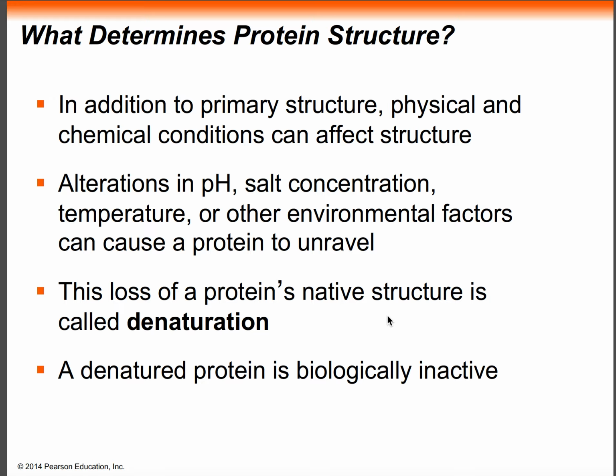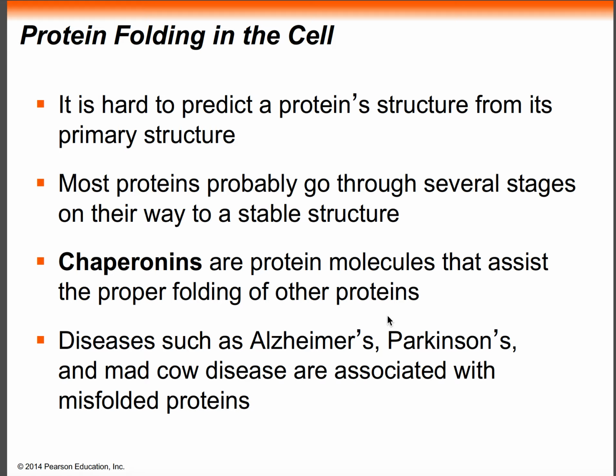It's hard to predict the structure of a protein just from its primary structure. And so, there's a lot of stages that it goes through in order for it to be stable. There is a type of protein called a chaperonin, and chaperonins do just what it sounds like. They assist in folding the protein into its right configuration. And sometimes when you have a misfolded protein, then you can have a disease such as Alzheimer's or Parkinson's.